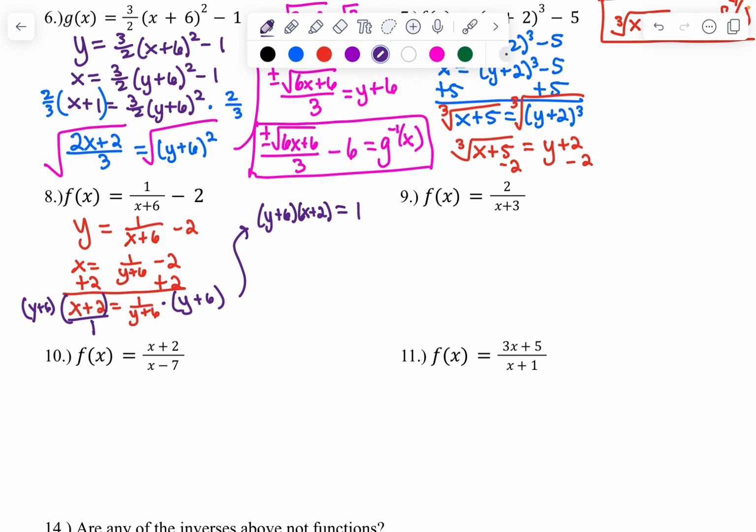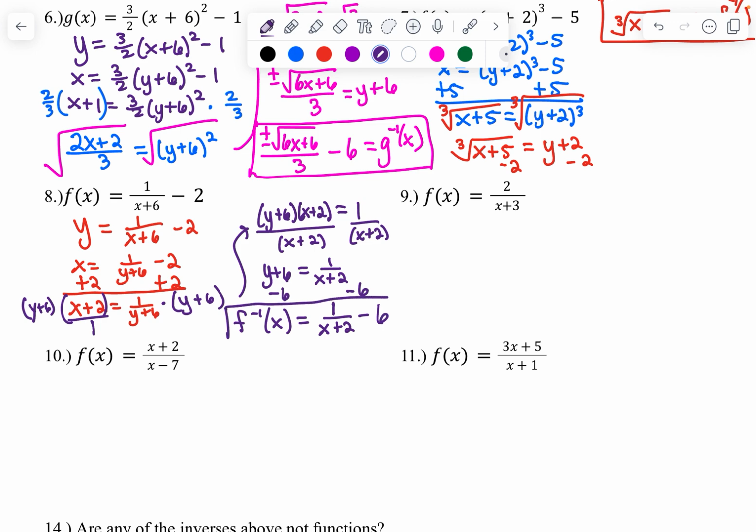And so now that we're here, we want to divide by that x plus 2 because we want the y plus 6 term by itself. So we'll have y plus 6 equals 1 over (x plus 2), and then we'll subtract the 6 to finish getting the y all by itself. And again, we'll go back to that function notation. So f inverse of x equals 1 divided by (x plus 2), and then minus 6. And there's our inverse.